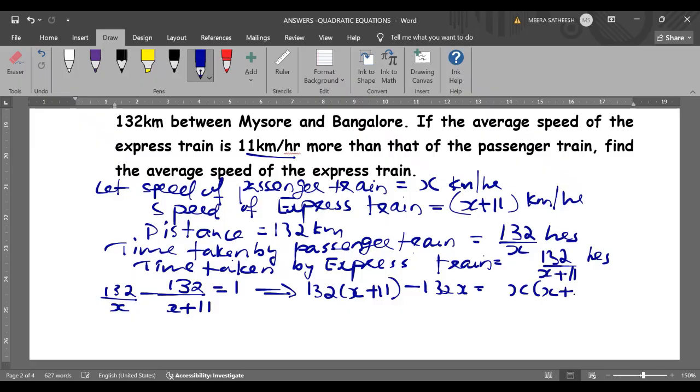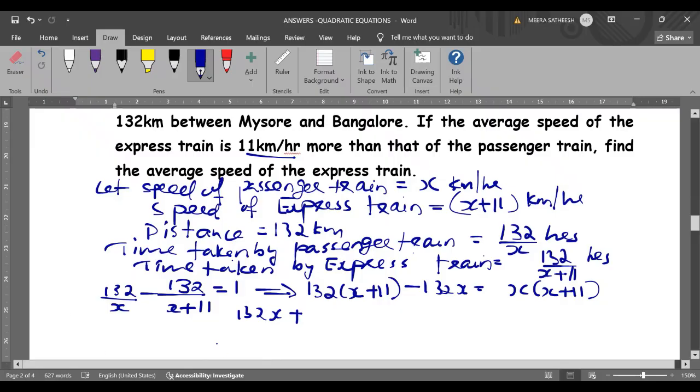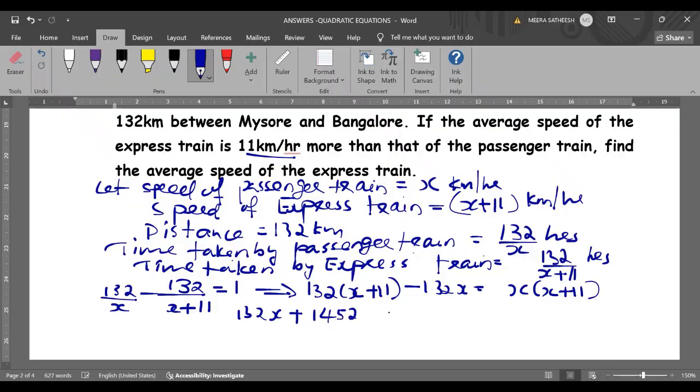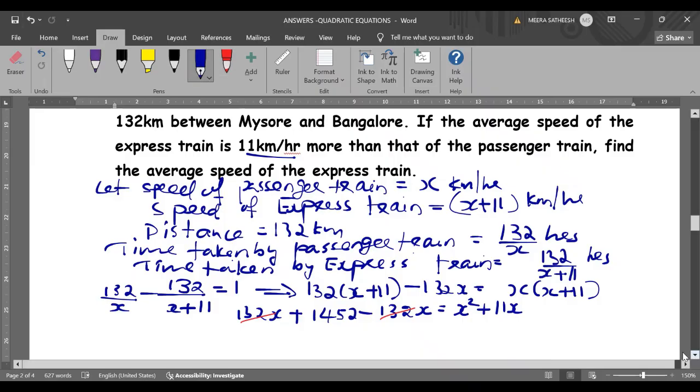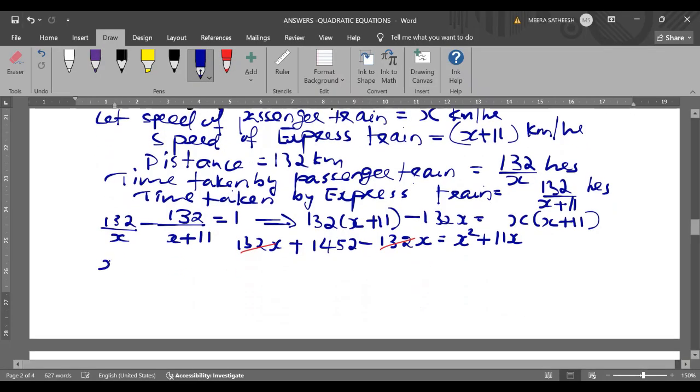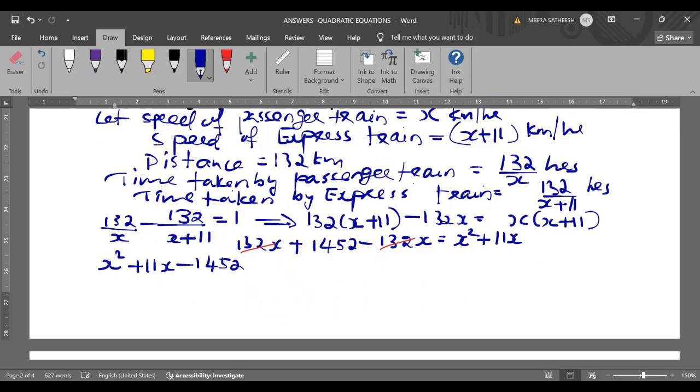So x into x plus 11. Open the bracket. 132x plus 132 into 11, 1452, minus 132x equal to x square plus 11x. We can cancel these two. Now take all to the other side. We will get our quadratic equation: x square plus 11x minus 1452 is equal to 0. This is our quadratic equation.